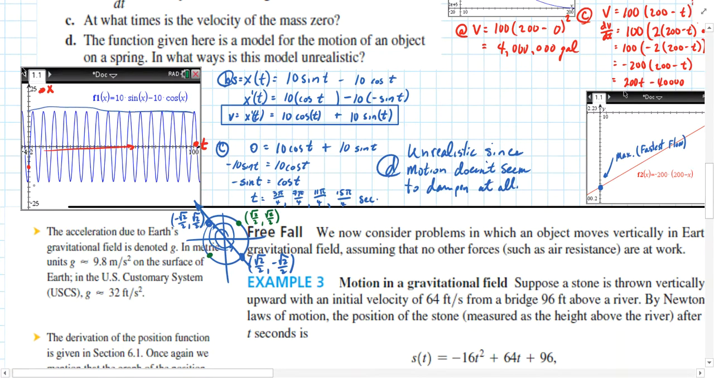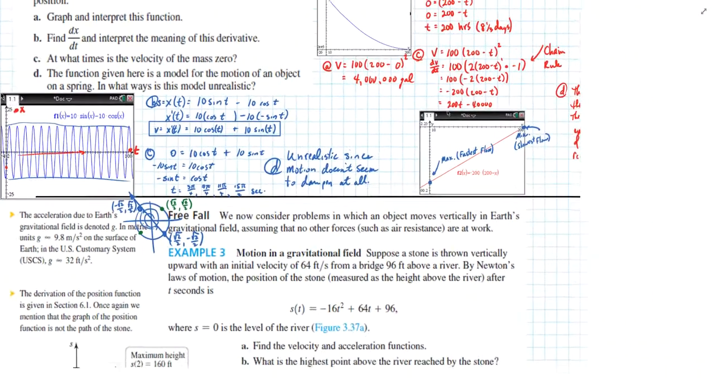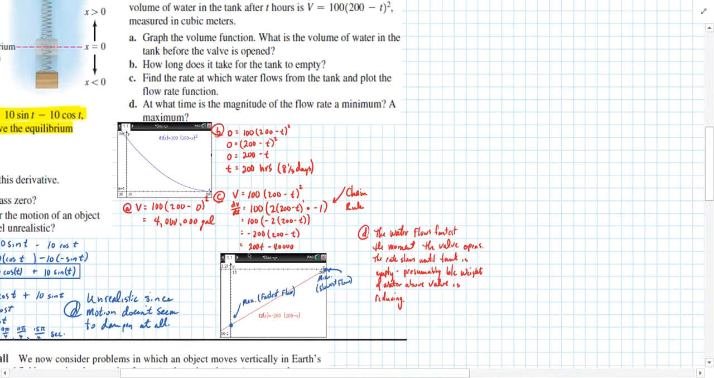The position function remains constant without end, and so does the velocity function. It doesn't ever end or tend towards zero. There may be other reasons why this is unrealistic, but that's the first one that I came up with. So that's what I've got listed here.